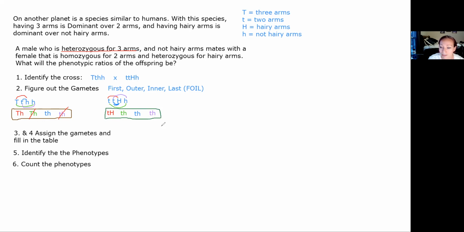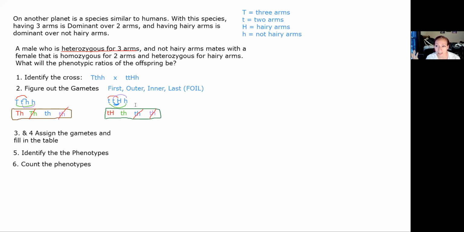And we're going to cross off again anything that is a copy. Lowercase t, capital H, not seeing it again. Then we have a lowercase t, lowercase h, and then two more of those. Get rid of them. So we went from a 16 box Punnett square to now a 4 box Punnett square. That's so much better.